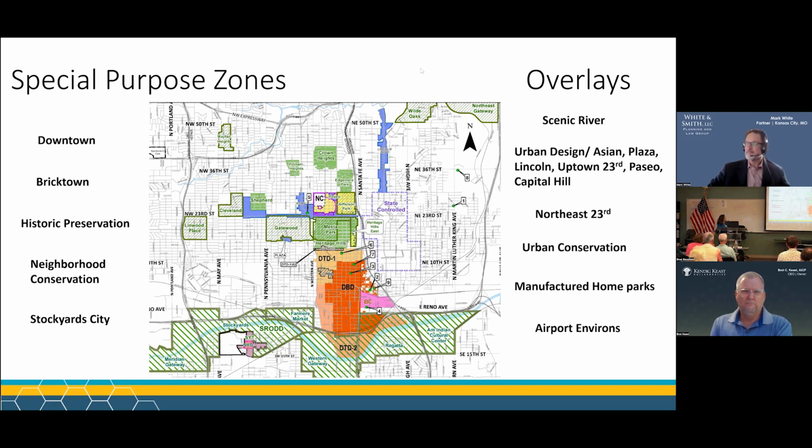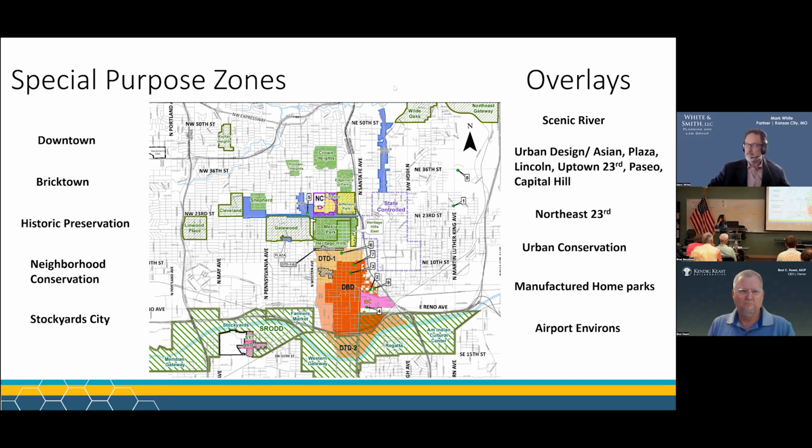And they're kind of for areas where we wanted a little bit more regulation. And we have design commissions that review this work a lot of times. So on the left side, these are all base zones actually right now. So we have a downtown base zone, Brick Town, HP, which is historic preservation, neighborhood conservation, which is a little area around Paseo, and then Stockyards City.